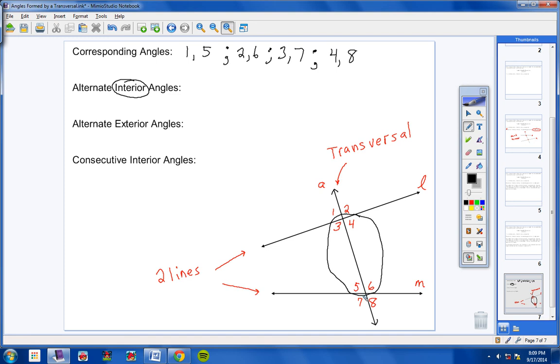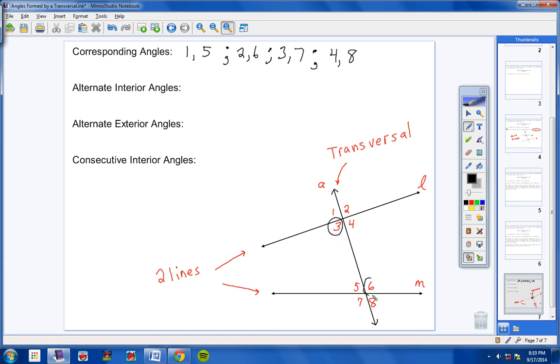Those 4 angles are called the interior. And that makes sense, doesn't it, students? They're on the inside of these 2 lines that are being intersected. So that's why we use the word interior. Now, we use the word alternating because they're on opposite sides of the transversal. Let me go ahead and show you.